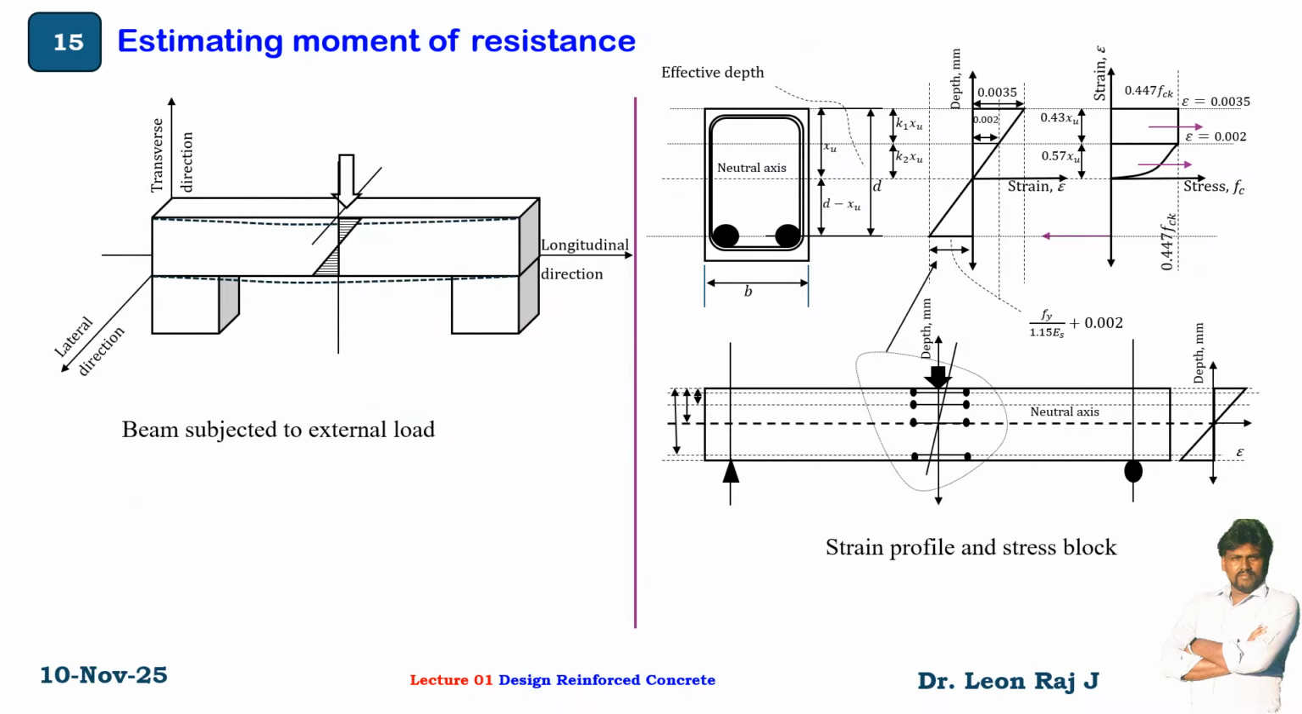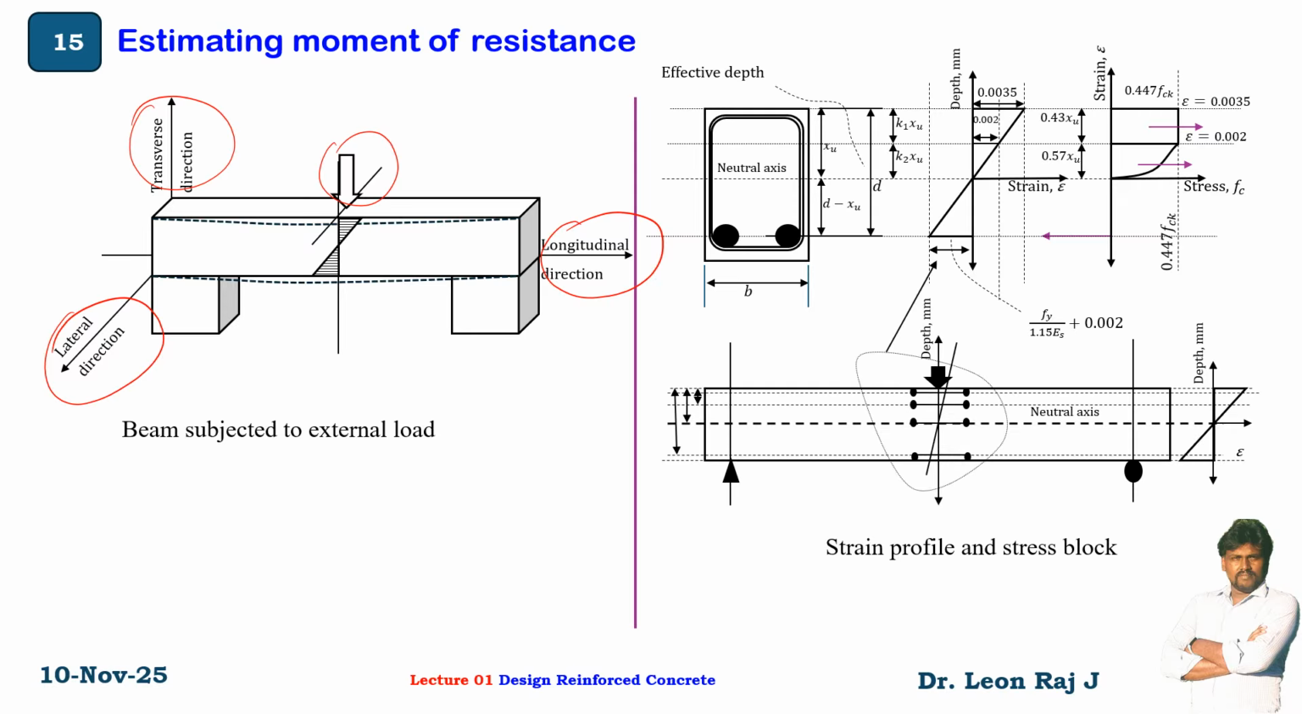So for a beam, this is the longitudinal direction, this is the lateral direction, and this is the transverse direction. Usually the major loads act in the transverse direction for buildings, bridges, and other major structures, except retaining walls, where a lateral load comes into the picture. A majority of structures come under this category.